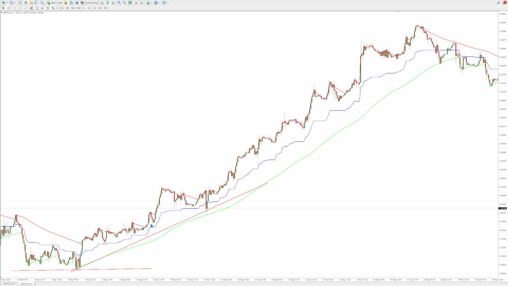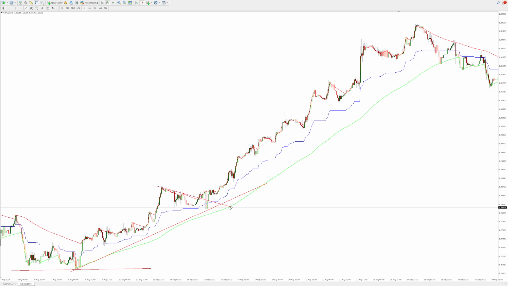A pullback is basically after there's been a move upwards like this one. We're going to wait for price to pull back towards the blue line, which will act as support, as you can see here. Price bounces off of this blue line here. And then we're going to wait for price to be in this channel, and then for the red line to turn upwards and enter on a breakout as we could there.